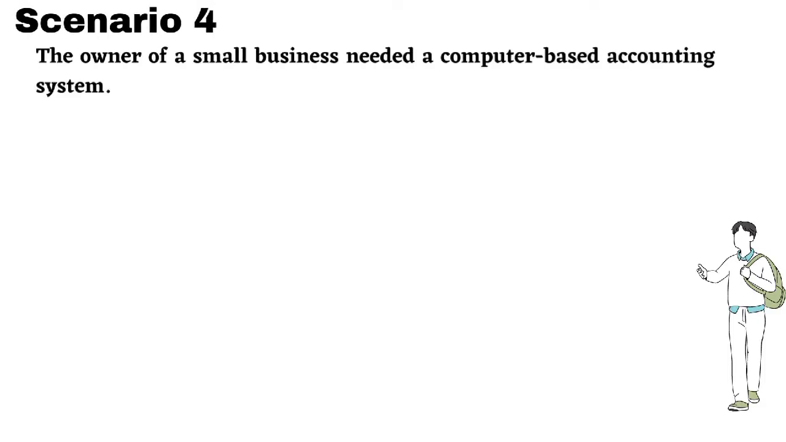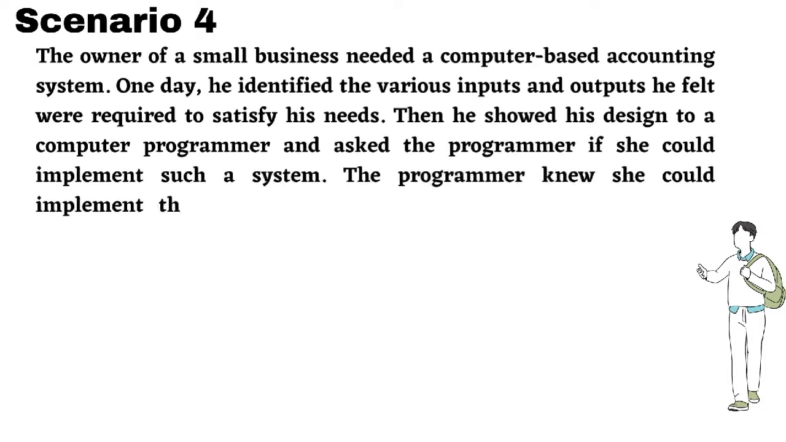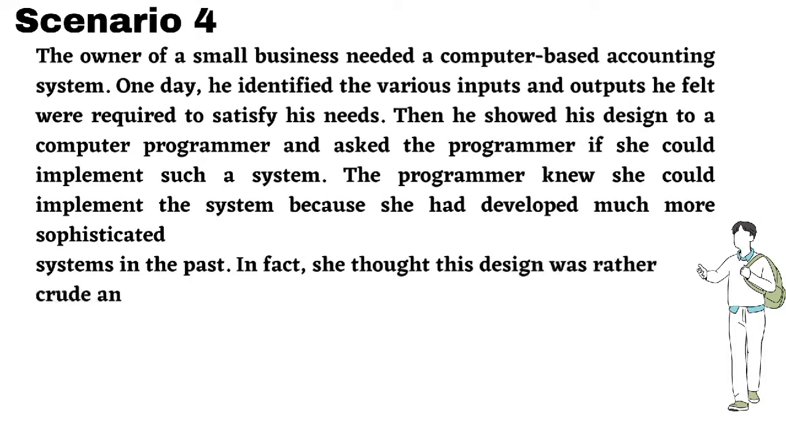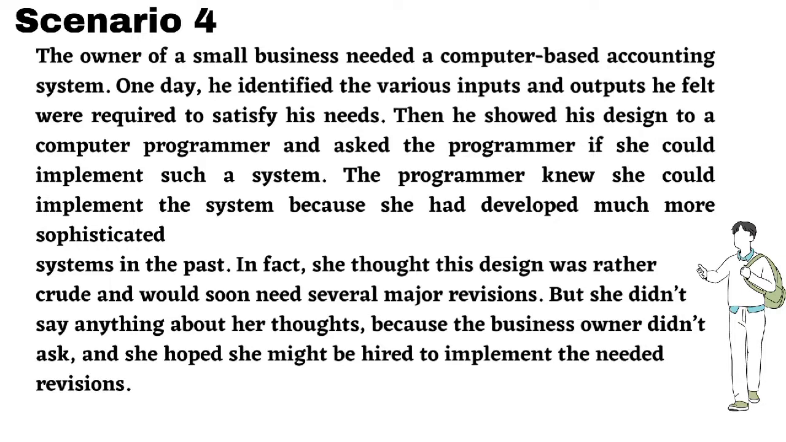The owner of a small business needed a computer-based accounting system. One day, he identified the various inputs and outputs he felt were required to satisfy his needs. Then he showed his design to a computer programmer and asked the programmer if she could implement such a system. The programmer knew she could implement the system because she had developed much more sophisticated systems in the past. In fact, she thought this design was rather crude and would soon need several major revisions. But she didn't say anything about her thoughts, because the business owner didn't ask. And she hoped she might be hired to implement the needed revisions.